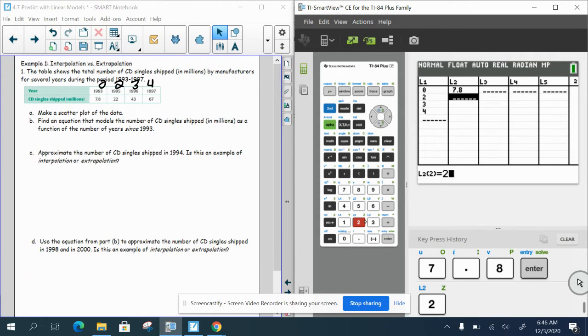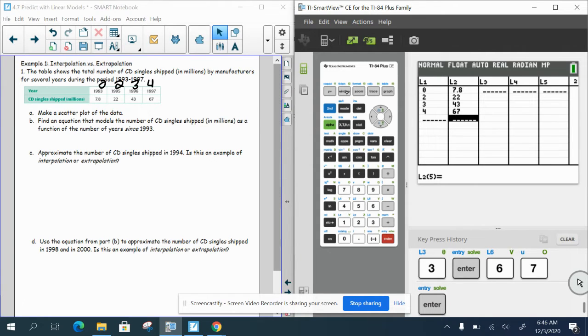All right, let's try that again. 7.8, 22, 43, 67. All right, so after that, we want to make a scatter plot.